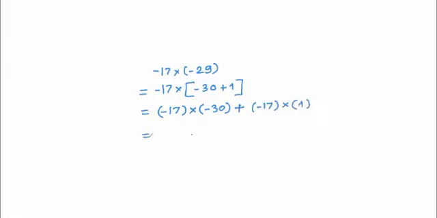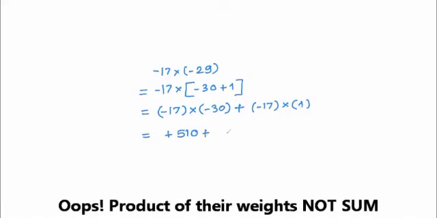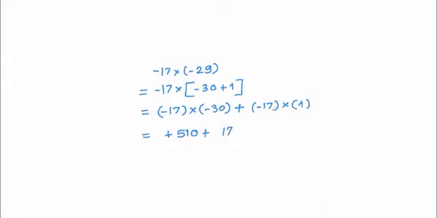Now solving this, 17 into 30. 17 3s are 51, so 510. Now two negative numbers, even number of negative numbers gives the answer as positive, plus 510. Plus here remains as it is, minus 17 into 1. What is the product of their weights? 17 into 1 is 17. Only one negative number here. So odd number of negative numbers gives the answer as minus 17.